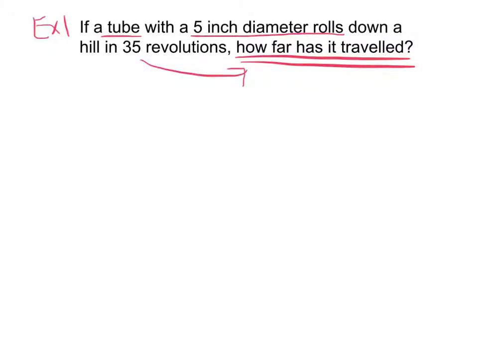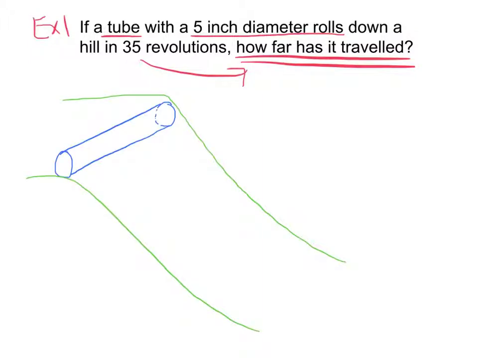And this is a 3D shape, so I'm going to go ahead and draw it. So here's a diagram of what I imagine happening. I'm not a very good drawer. So I have this cylinder and it's going to roll 35 times down this hill. And they're asking me how far is the distance from here to here if it rolls 35 revolutions. And I want to point out that the diameter right here is 5 inches.